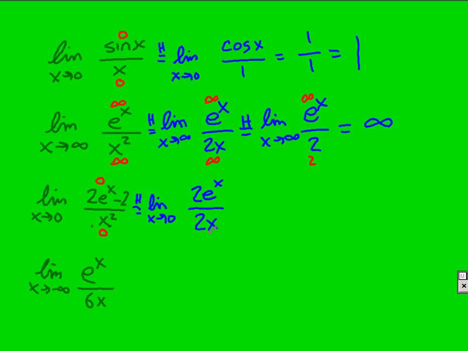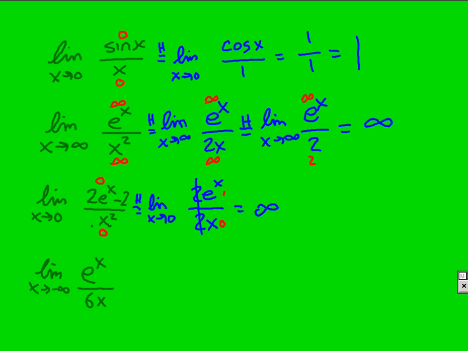Okay, at this point, well, first of all, I can simplify the 2's. They can cancel each other out. And let's see what I have left. If I plug in 0, I would have e to the 0, which is 1, over x, which is 0. So that means I have 1 divided by 0, which means my answer here is infinity.